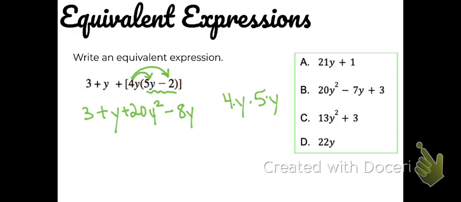After you distribute, you just combine your like terms. Remember, like terms have the same variables and exponents. So this one has a 2. There's no others with a y squared, so I'm going to leave that as 20y squared. But there are 2 that just have a y. 1y minus 8y is negative 7y's. And then I have a positive 3, so I'll put plus 3.